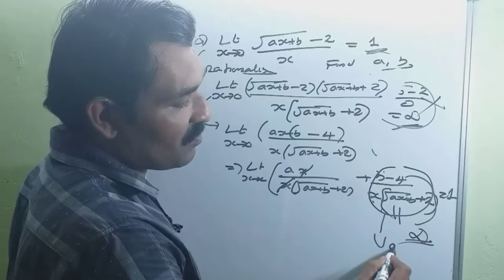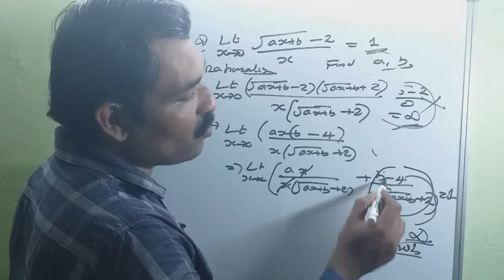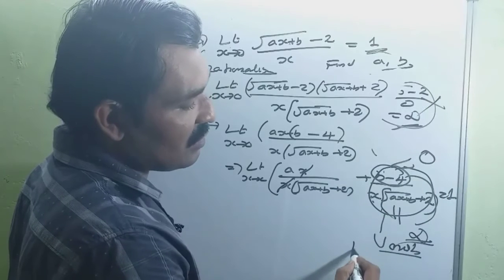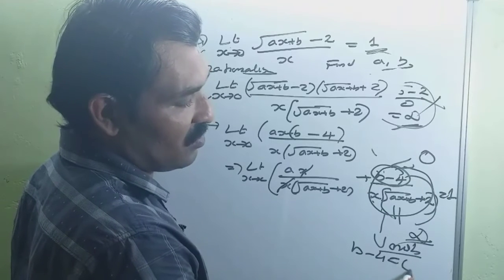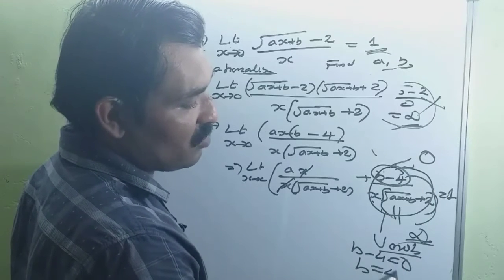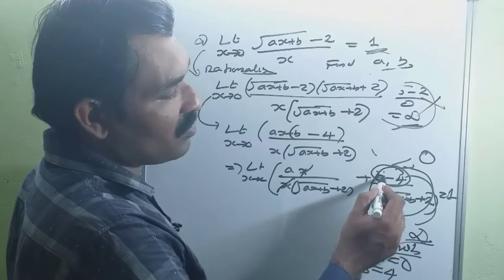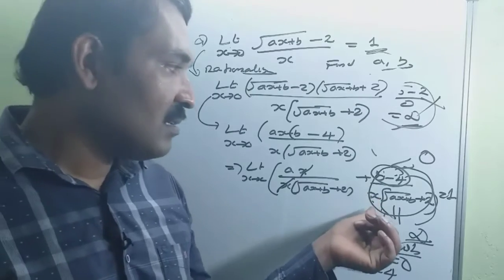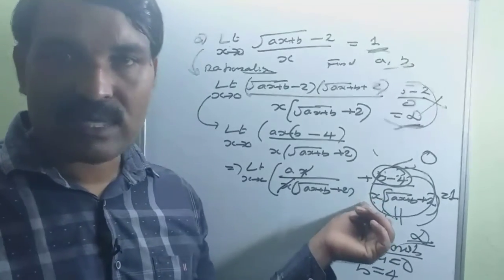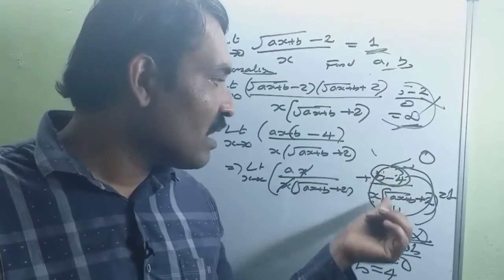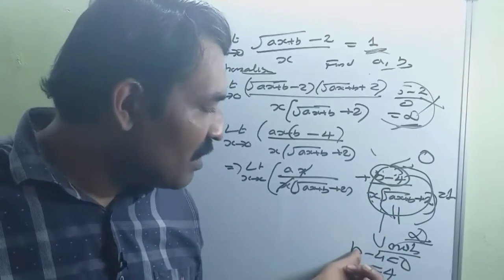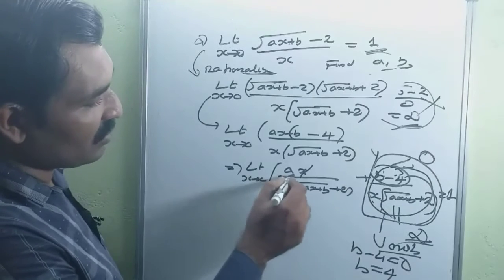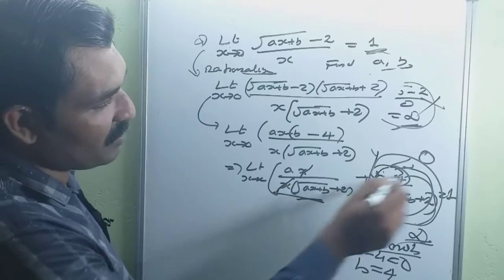This term should vanish. For that, the numerator term should be equal to 0. That is b minus 4 is equal to 0, or b is equal to 4. When b is equal to 4, the numerator becomes 0, and in the denominator x is tending towards 0, that is not exactly 0. So we can put this equal to 0 for b minus 4 is equal to 0. So this entire term gets 0. Now the limit is this. The value of this limit is equal to 1.